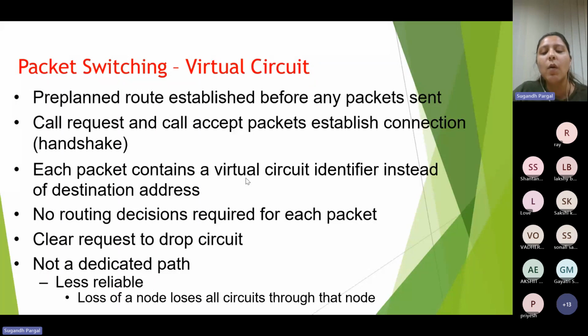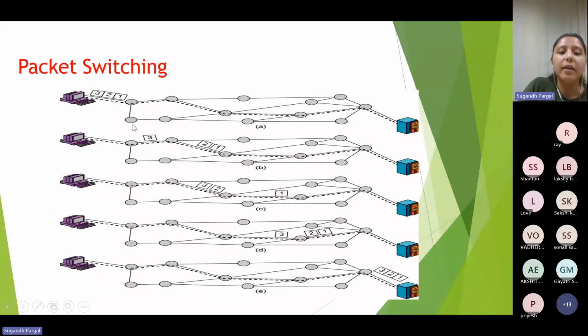So no routing decisions are required for each packet. There is a certain pre-planned routing for all the packets. There is no dedicated path, so it is less reliable, as the loss of a node loses all the circuits through that node. As you can see here, these packets are transferring independently, and if they are transferring independently, then it is the case of datagram. But if the packets have a predefined route and one of the nodes has a disruption or some issue, all the packets will get lost.